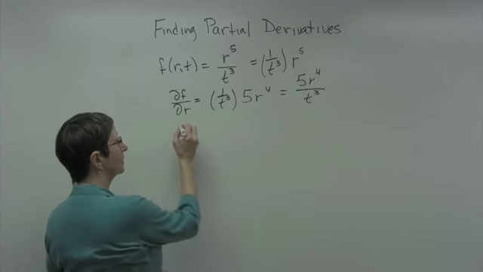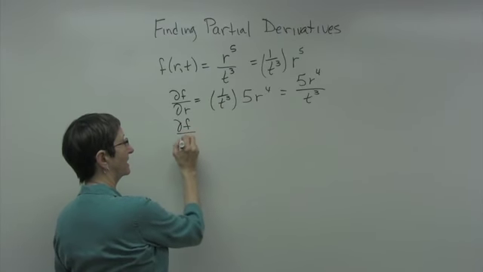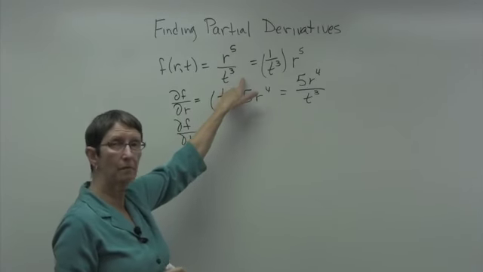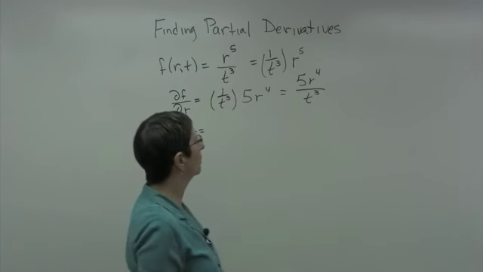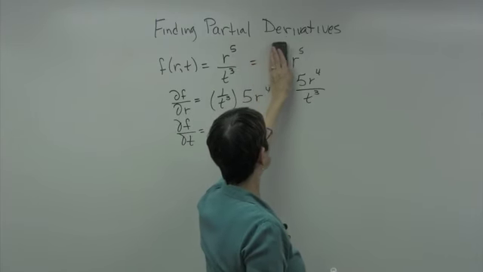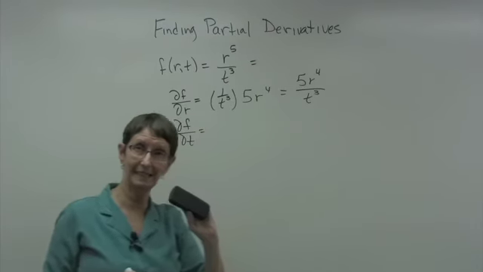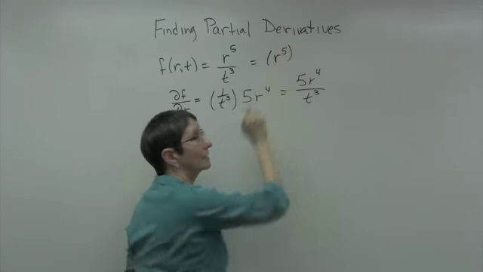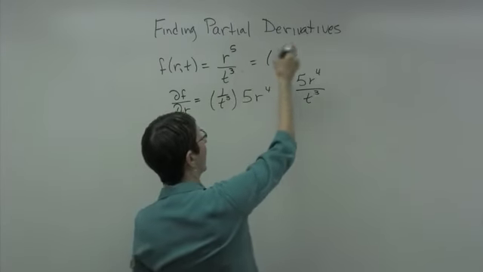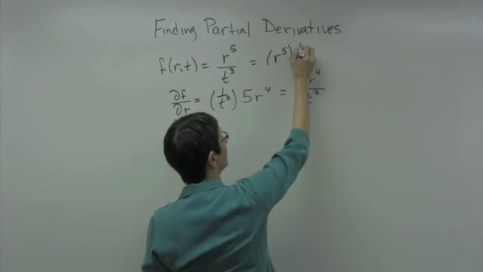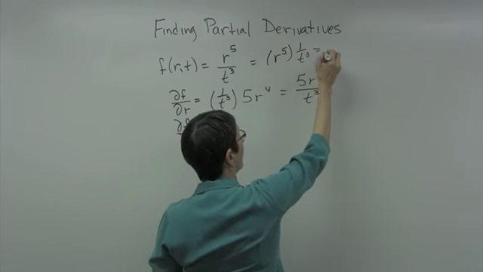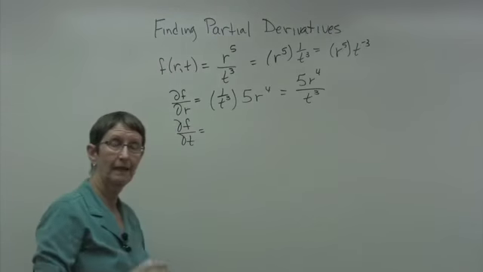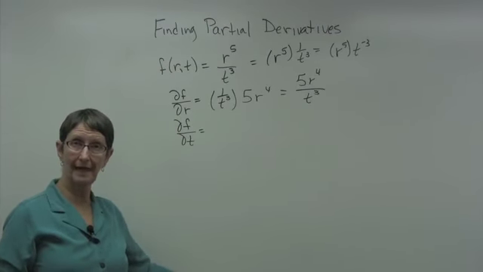Well, suppose I want the partial of f with respect to t. There's a little bit of an issue here because t is in the bottom. So if I'm thinking about partial of f with respect to t, the r to the 5th is the constant multiplier in front, and I have 1 over t to the 3rd, which would be actually t to the negative 3. T is the variable I'm interested in now.